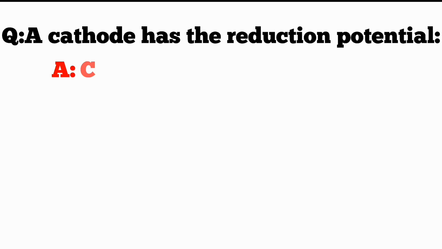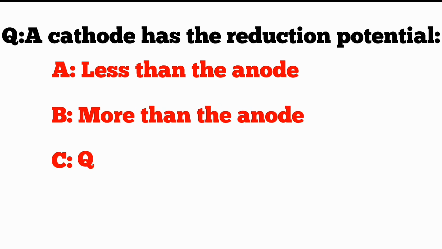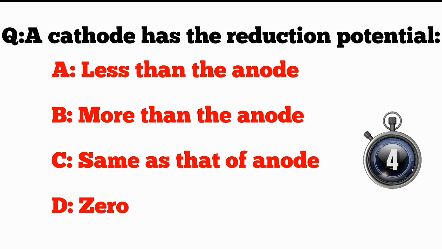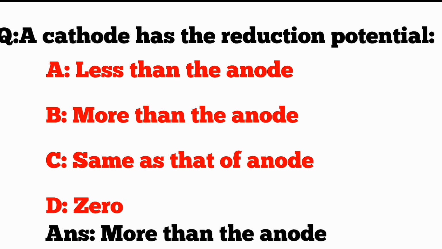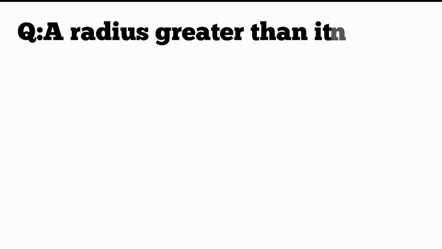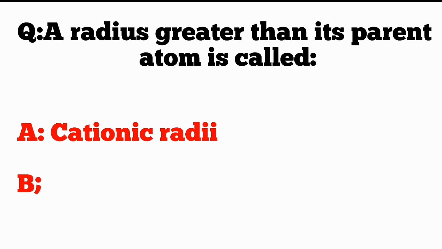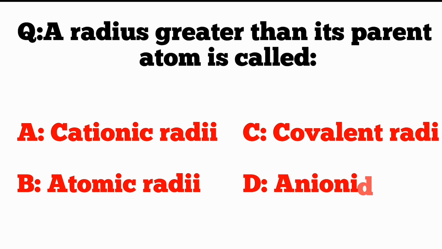Q. A cathode has the reduction potential A. Less than the anode. B. More than the anode. C. Same as that of anode. D. 0. Ans. More than the anode. Q. A radius greater than its parent atom is called A. Cationic radii. B. Atomic radii. C. Covalent radii. D. Anionic radii.